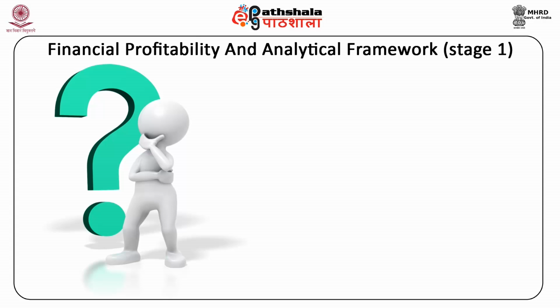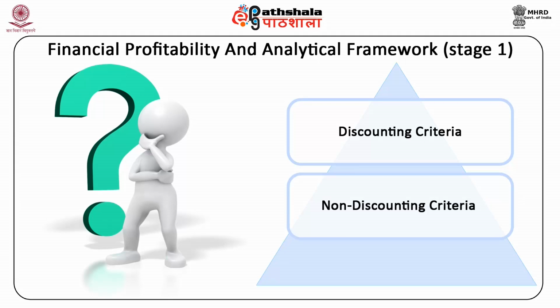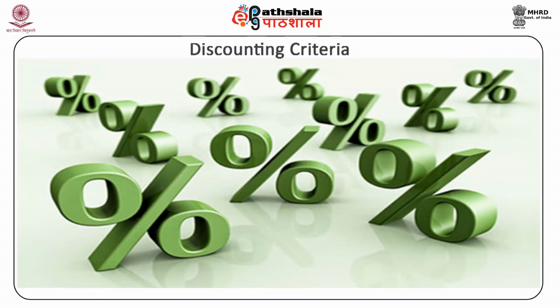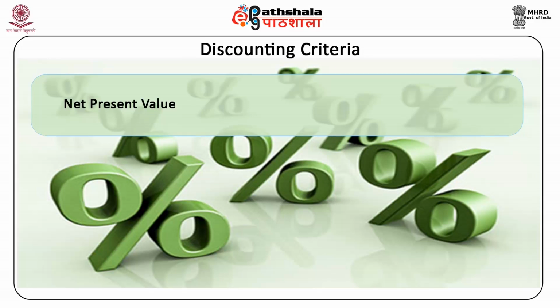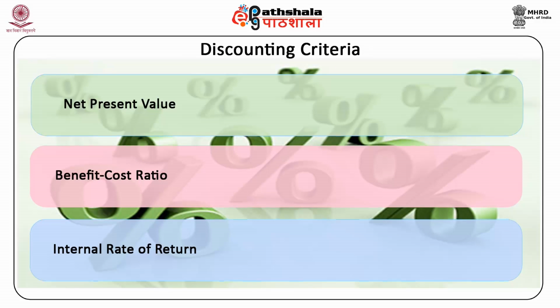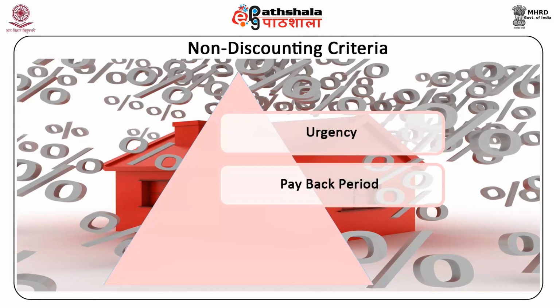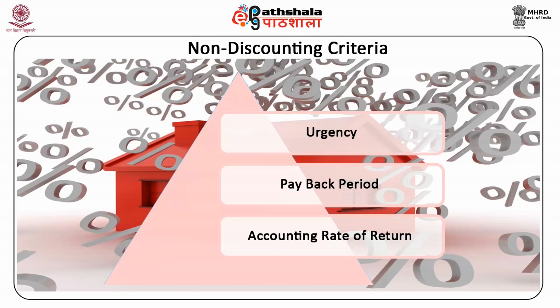These can be classified into two broad categories as follows: discounting criteria and non-discounting criteria. Discounting criteria: net present value, benefit cost ratio, internal rate of return. Non-discounting criteria: urgency, payback period, accounting rate of return. These appraisal techniques have already been covered in Module 19.